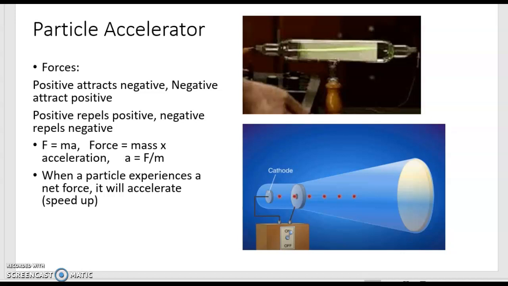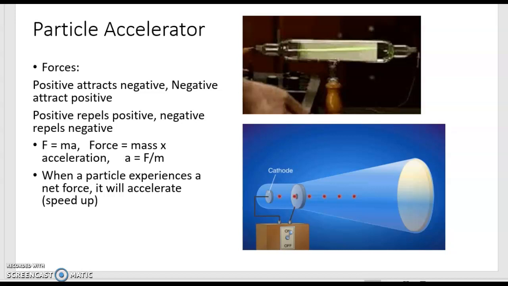Hi class, today I want to talk about particle accelerators. The reason for this is because we're going to, in the next couple of classes, be talking about subatomic particles and how we figure out all the different kinds of subatomic particles we have.